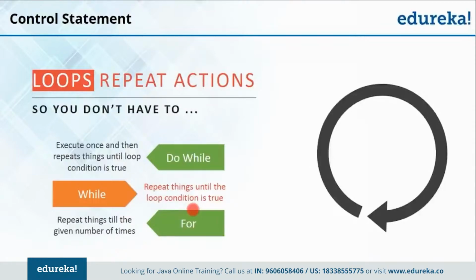The only difference between do while and while is that do while executes at least once before the condition is checked, whereas while checks the condition and only then enters the statements.